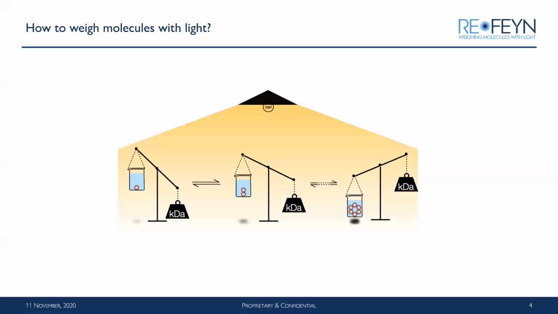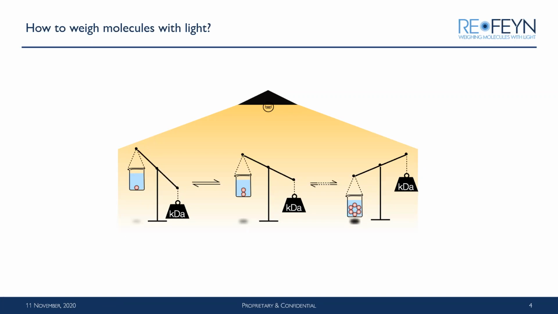Spectrometry. The idea is that what we do is we weigh molecules with light. And this cartoon basically illustrates it in the most simple and basic way. What we do is we shine light on our molecules. Our molecules each have optical properties that will scatter the light, and the amount of scattering, here illustrated as the shadow, is proportional to the mass of the molecule.